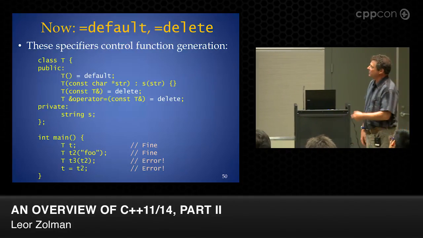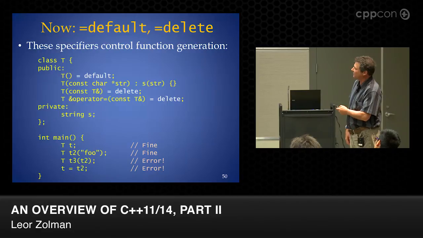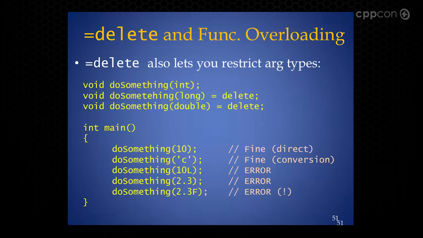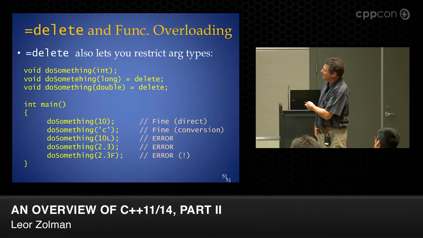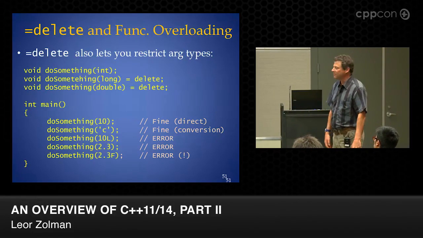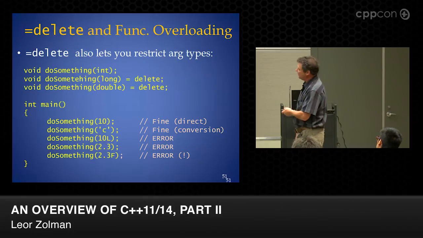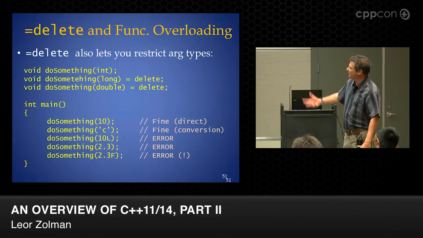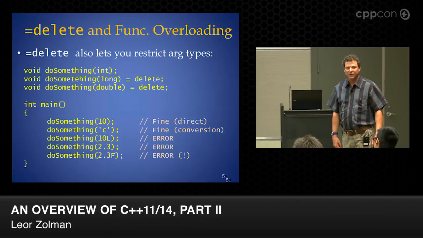Something I learned relatively recently, you can also apply equals delete to restrict overloading of functions. So if I just declared do something of int, and that's the only thing I did, you could pass anything that converts to an int as a parameter, right? All of these would basically compile if all we had was this one declaration. But if you want to disallow, say, longs and doubles, now you can do that explicitly. Just say equals delete. And there was no way to do that previously. You could declare the function and then have it throw an exception or something, but that's ugly. So this provides nice, efficient compile time support for restricting the values that are allowed to be provided in those situations.